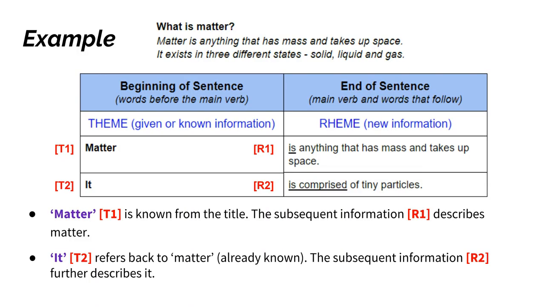Here's a simple example. What is matter? Okay, so we know we're talking about matter, so matter is the theme of the first sentence. Is the main verb, and everything that follows that is the rheme or the new information. In the second sentence, we're still talking about matter, that is the theme or the given information. The main verb in this case is exists, and everything else that follows is new information about matter.